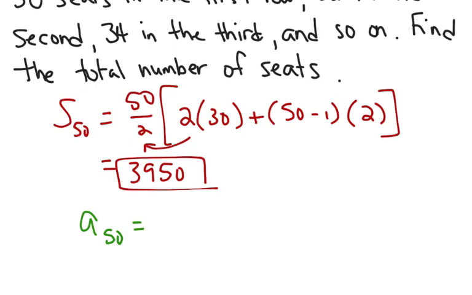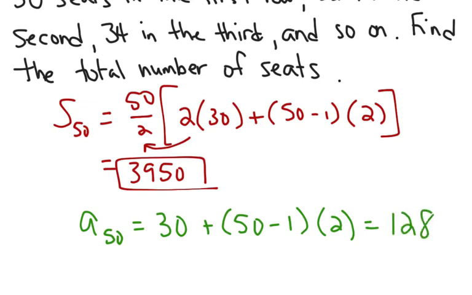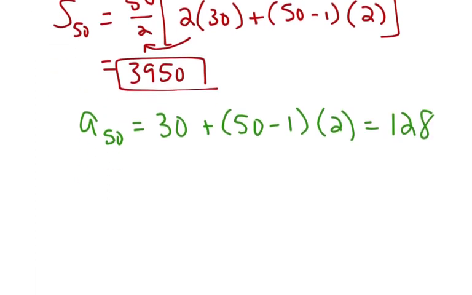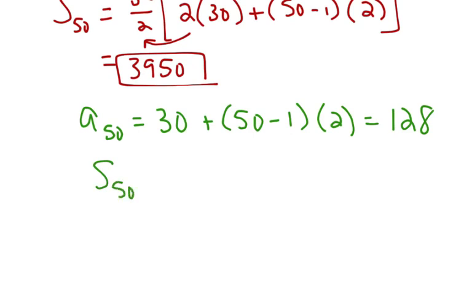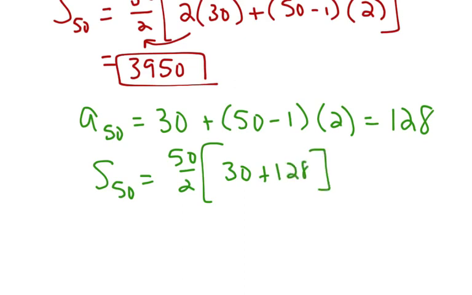But again, you could have first found out how many seats were in the 50th row by doing a sub 1 plus n minus 1 d. And you would have found out that there are 128 seats. And then you could have found the sum of the first 50 rows by doing 50 divided by 2, a sub 1 plus a sub n. And you would have ended up with the exact same answer.